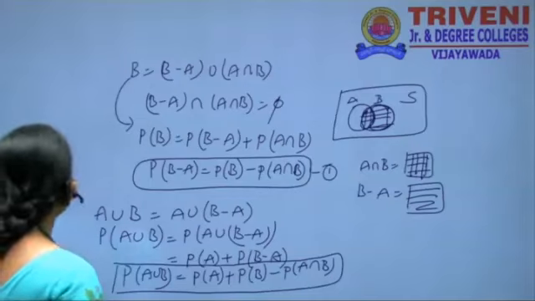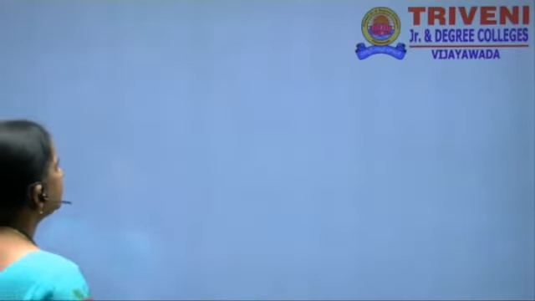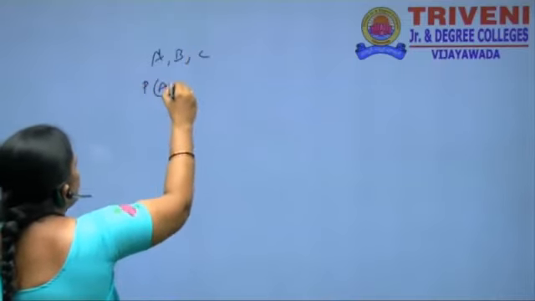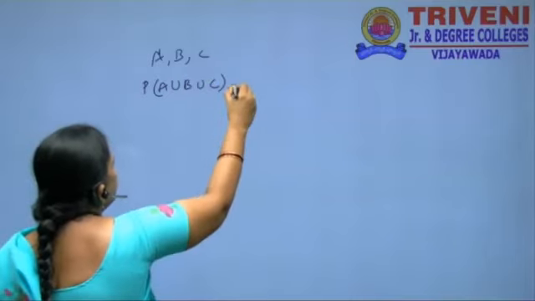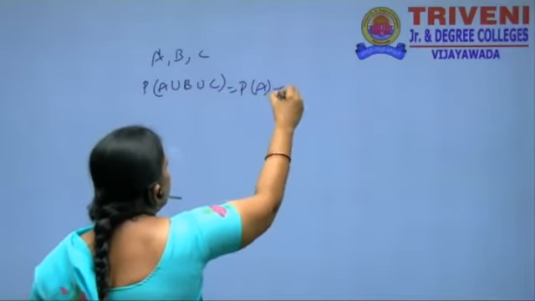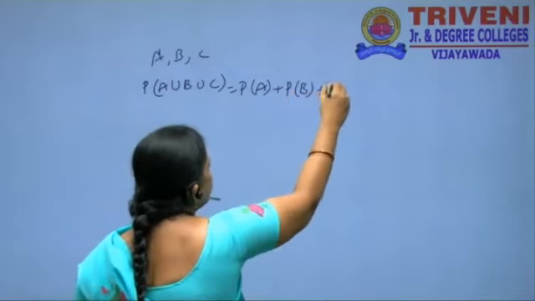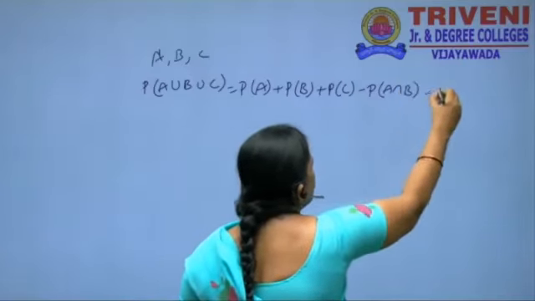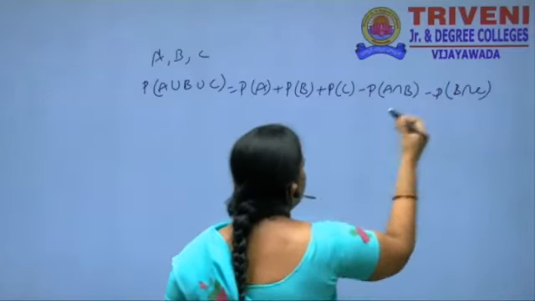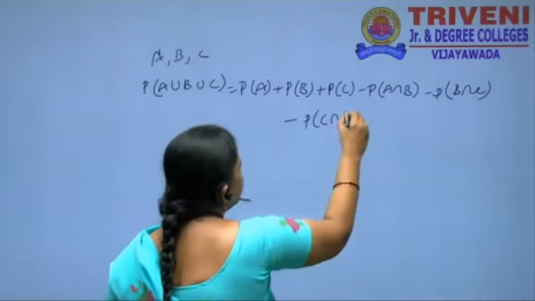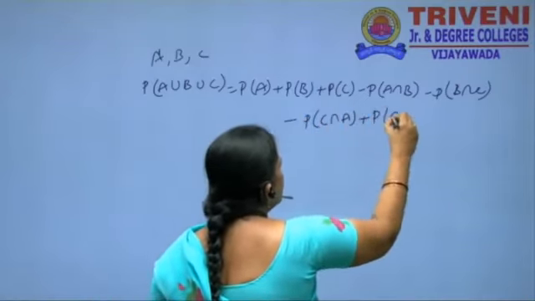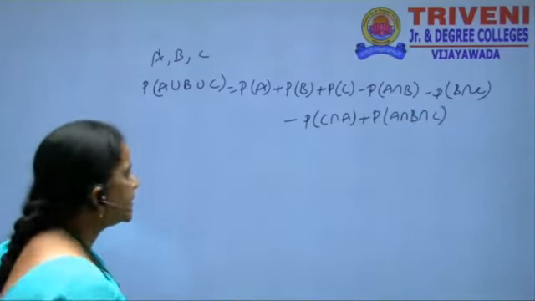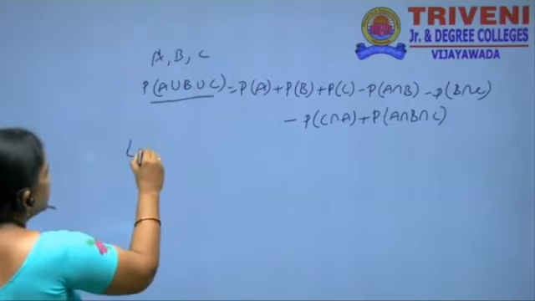And the next one: A, B, C are three events in a random experiment. Then P of A union B union C is equal to P of A plus P of B plus P of C minus P of A intersection B minus P of B intersection C minus P of C intersection A plus P of A intersection B intersection C. Here we have to prove this theorem. We take the LHS part.